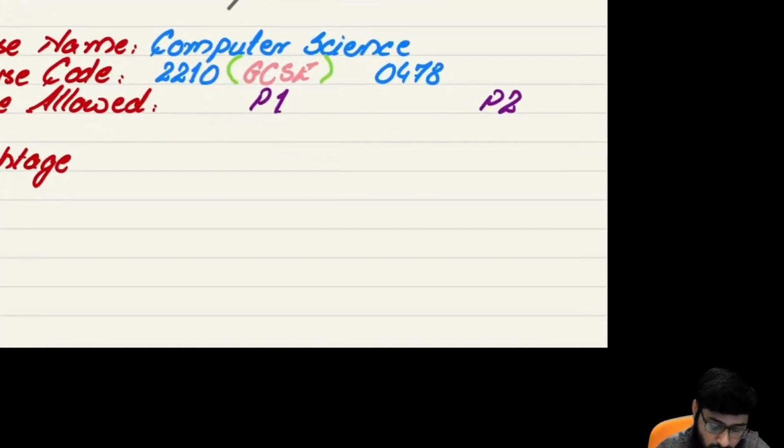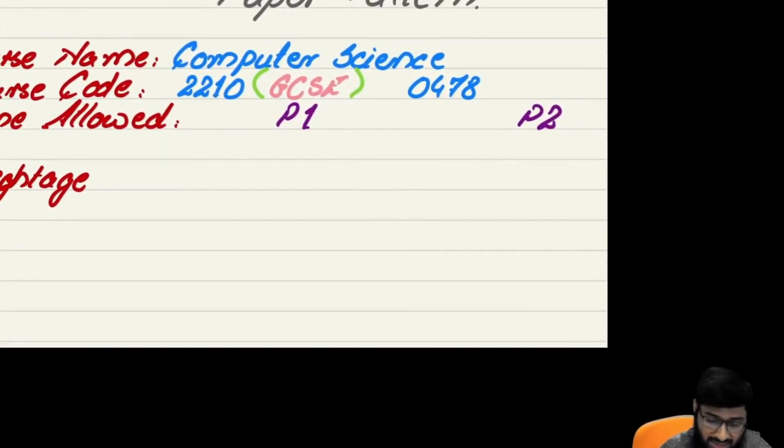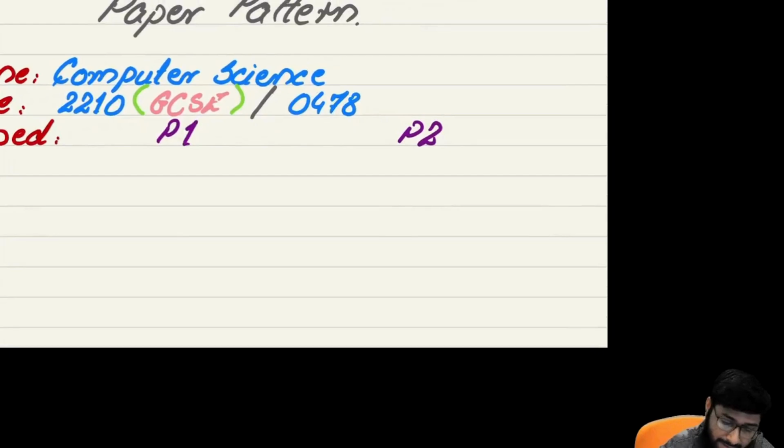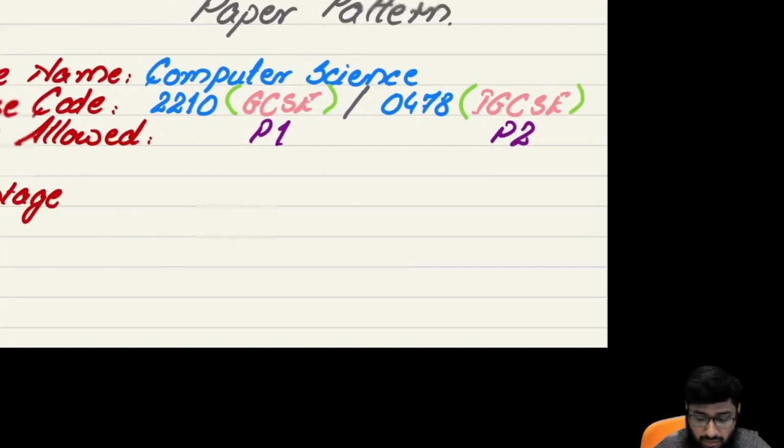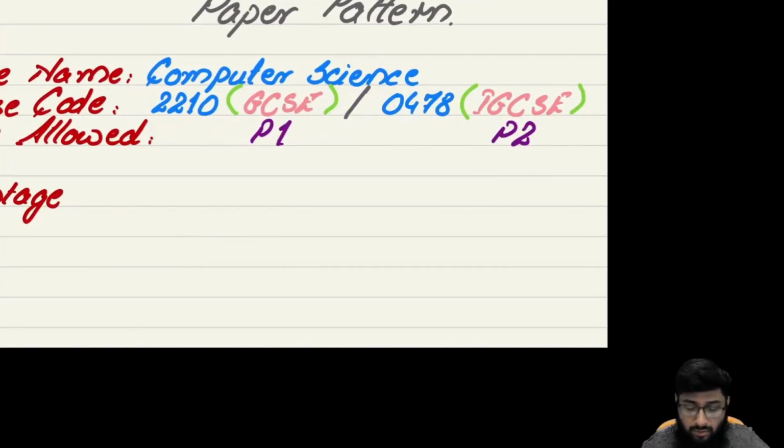When it comes to the course code, it's 2210 for GCE, whereas for IGCSE it's 0478. Do remember that the topics that we need to cover for the GCE and IGCSE will remain the same. The course outline remains the same, but the paper pattern is a bit different; there are a few changes with the questions. Otherwise, the paper is designed from a similar course.